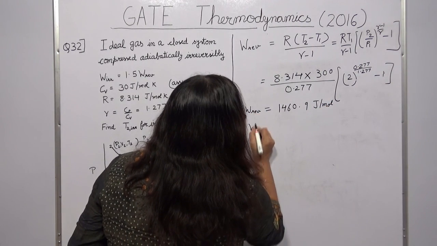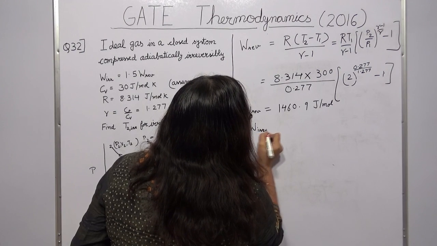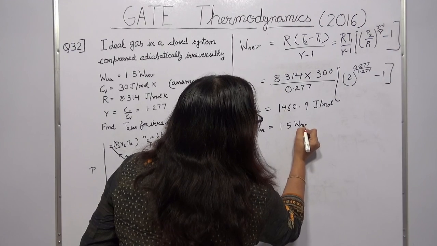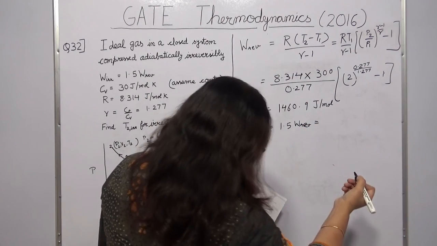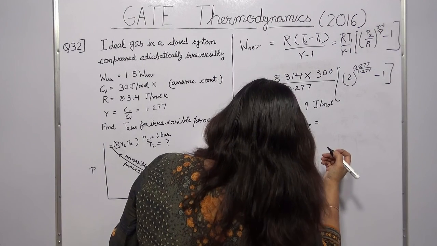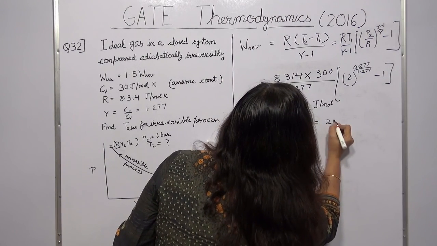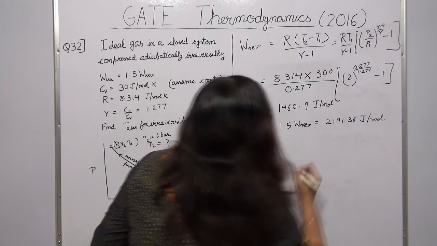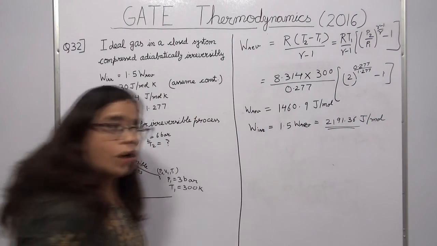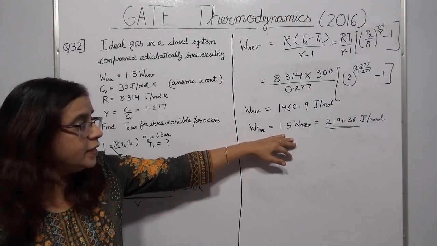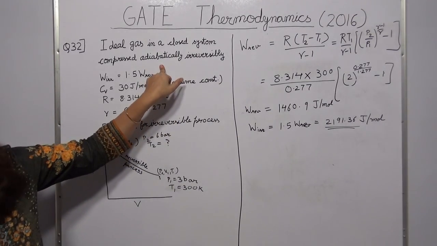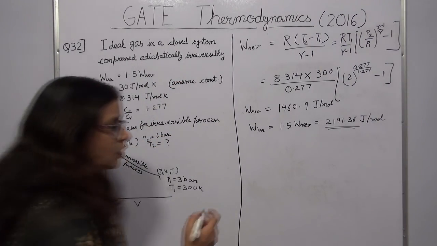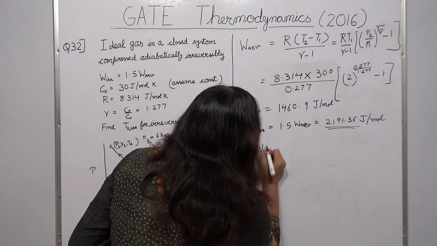Now your W irreversible will be 1.5 times your W reversible. So do that and you get the value of 2191.36 joules per mole. So you have calculated the work which is required in order to bring about the compression of this ideal gas irreversibly. Now we will write our first law, which says that the change in the internal energy is equal to Q plus W.